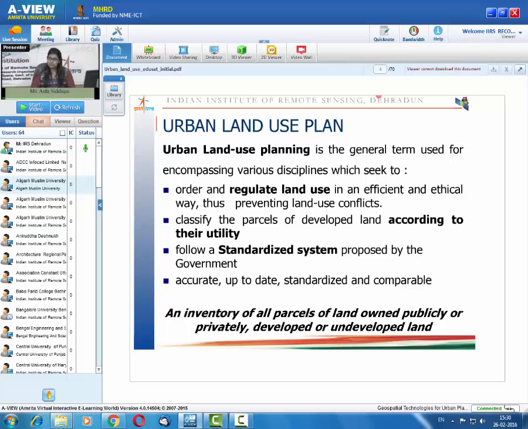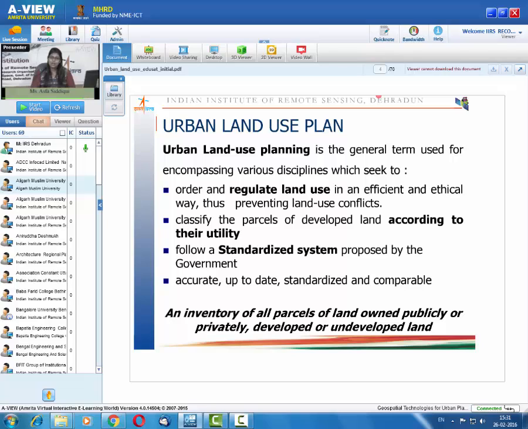What is the importance of a land use plan? Let us focus on that. It is important for ordering and regulating the land use in an efficient and ethical way, because we have plenty of land available, but how are we going to use the land? That is what a land use plan is going to tell us. So it is very important for us to have a land use plan. Then the parcels are available, but we have to divide the parcels of land according to utility. There comes the second utility.